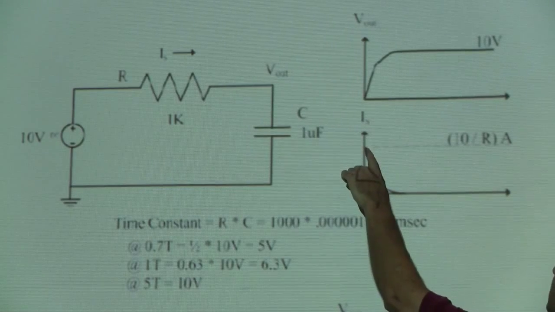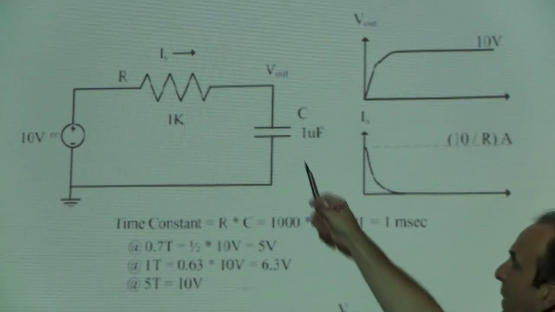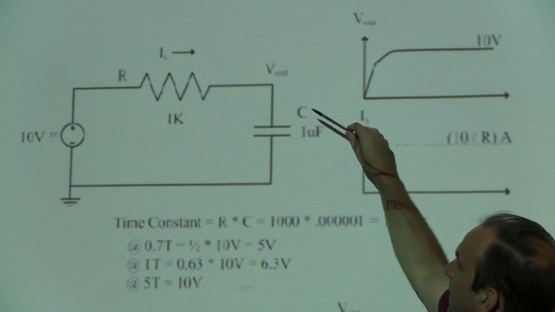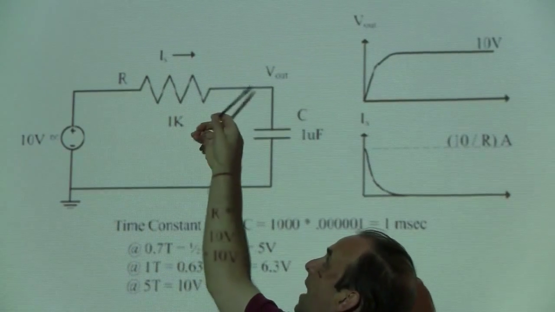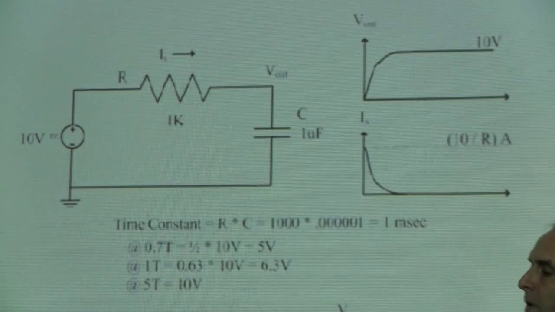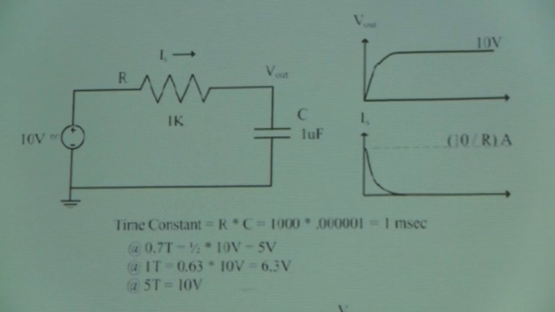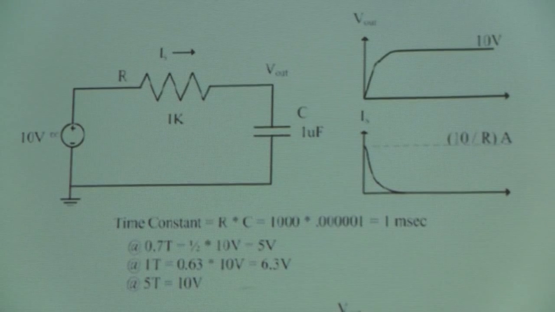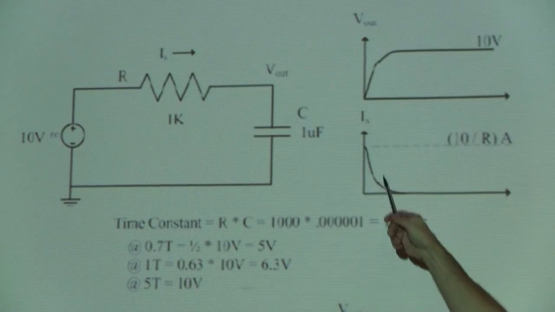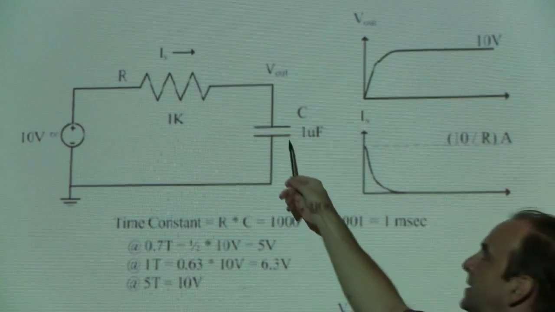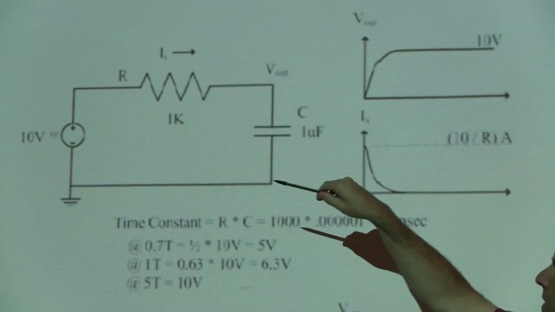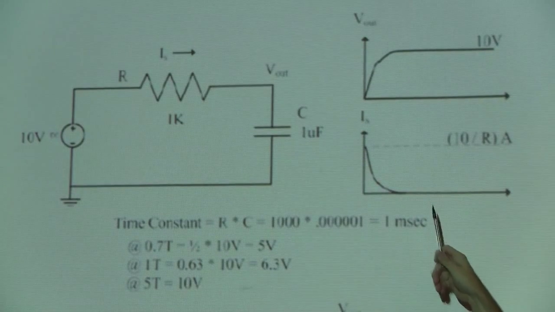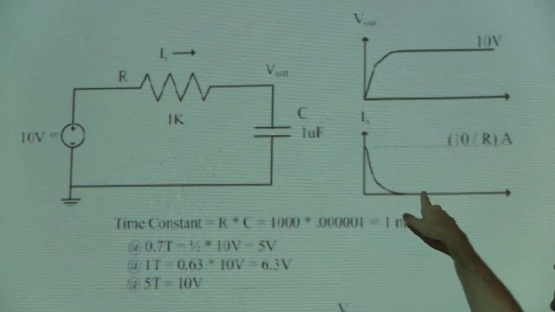So the current starts out at a max, and as the capacitor charges, the voltage across it increases. Taking the potential difference from 10 volts to the top of the capacitor begins to diminish. A diminishing potential difference across a fixed resistor means a diminishing current. So the current has to diminish. Eventually, this guy charges to the full voltage, the potential difference across the resistor is 0, and the current is 0. So that explains what the current is doing.